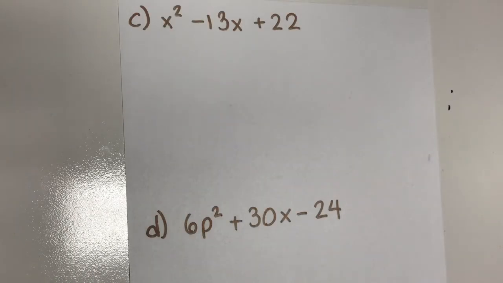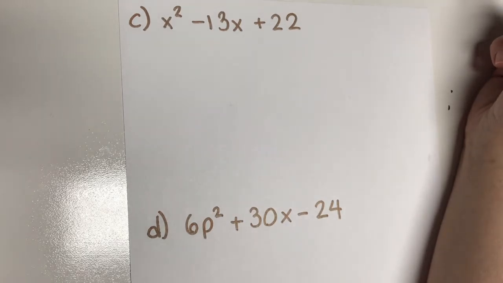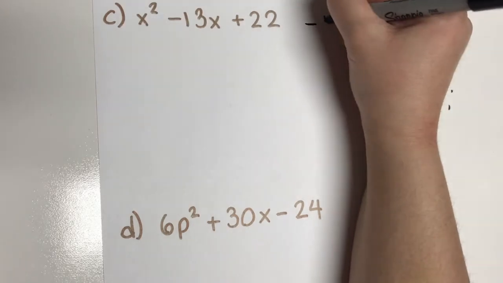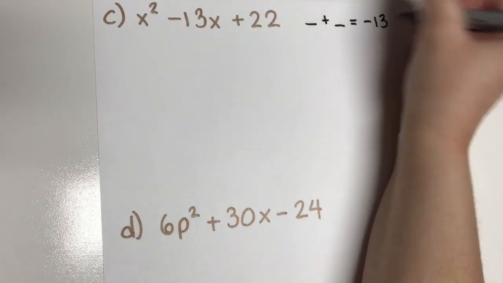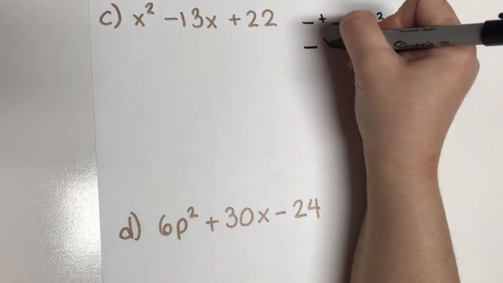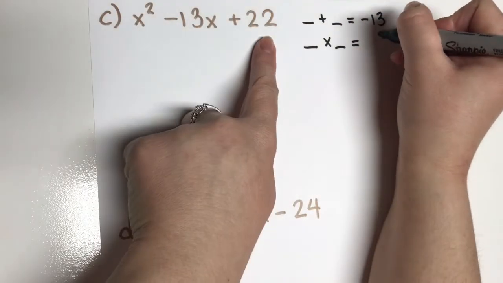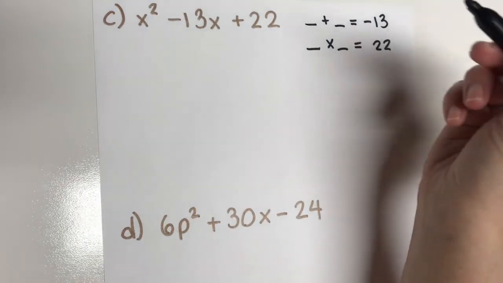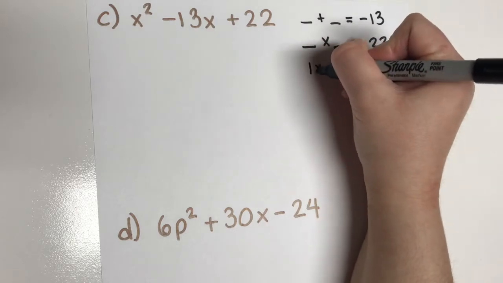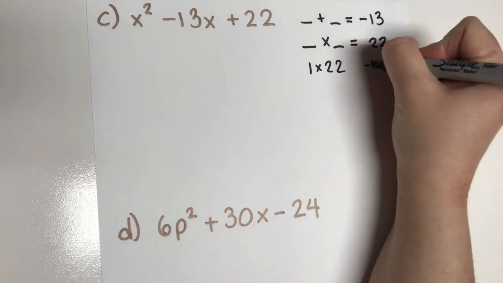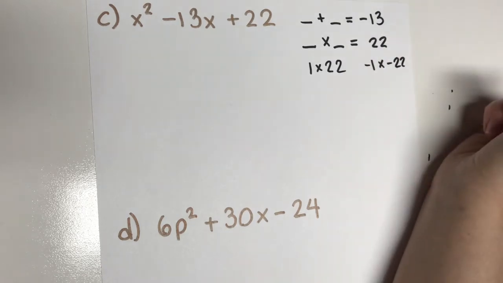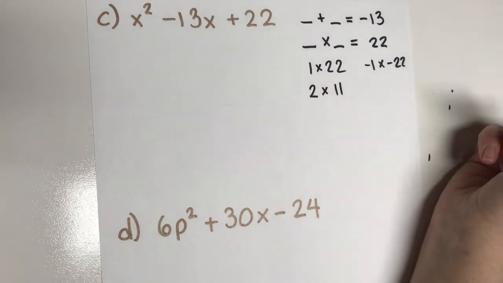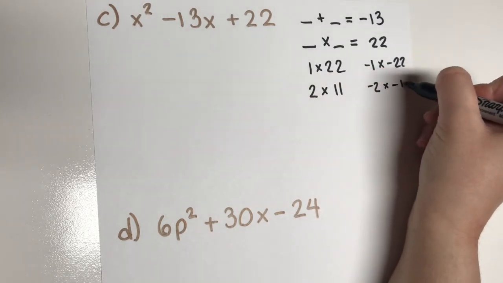All right, example C. X squared minus 13x plus 22. So I'm looking for two numbers that add up to give me the middle coefficient. And the same two numbers I need to multiply to give me 22. So I'm going to think about the factors of 22. To get 22, I can go 1 times 22, or -1 times -22. I can go 2 times 11, or -2 times -11.